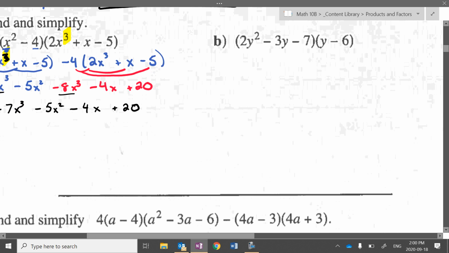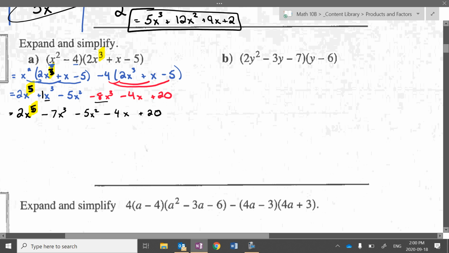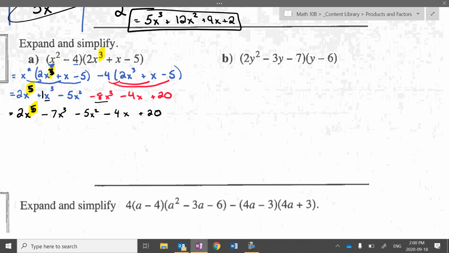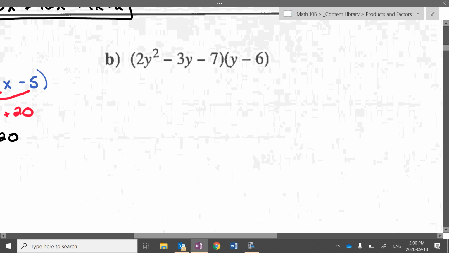Okay, this is a method I prefer that I'm going to show you on B. So on B, slightly different, they wrote the binomial second. I personally prefer just drawing arrows and not rewriting it. I personally am less likely to make mistakes. I'm not a super detail-oriented person, and so that helps me overcome that.